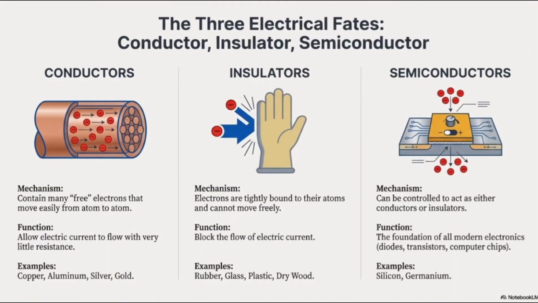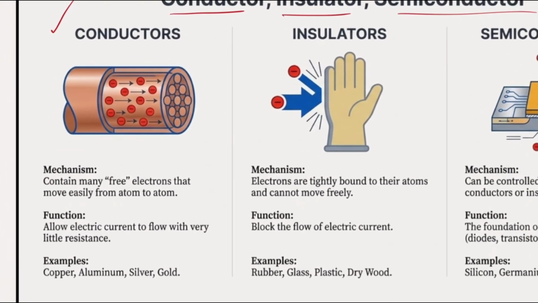As we were just talking about materials, we had three different parts: conductors, insulators, and semiconductors. The conductor is just like the wire that we have itself. What is the mechanism? It contains many free electrons, as we just told you, 1 to 3 electrons in the valence layer that move easily from one atom to another. What is the function? It allows electric current to flow with very little resistance. We don't have much of a problem because the atoms give away anything they have, meaning electrons. Examples could be copper, aluminum, silver, and gold itself.